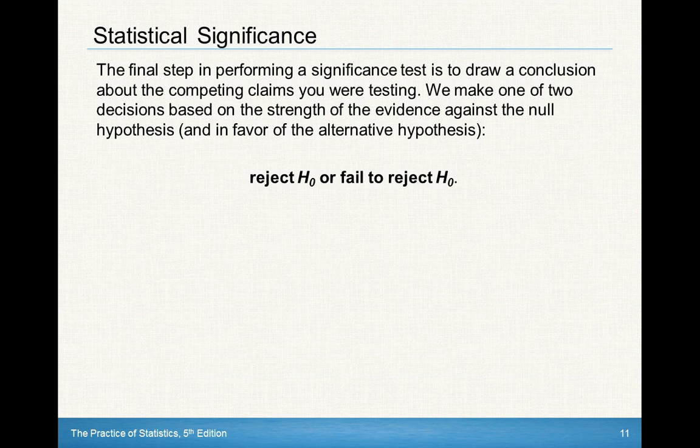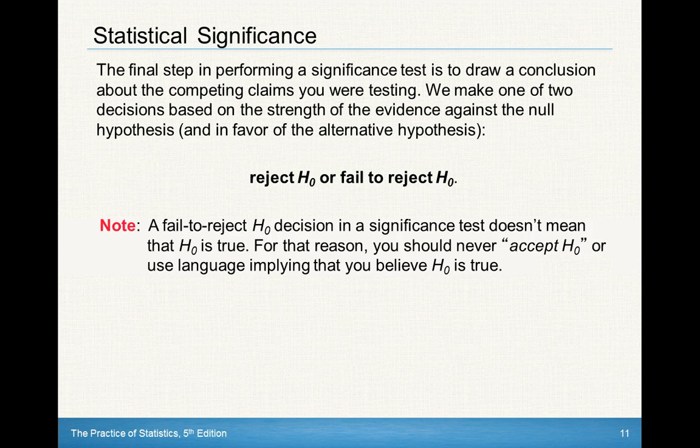The final step in performing a significance test is to draw a conclusion about the competing claims you are testing. We make one of two decisions based on the strength of the evidence against the null hypothesis and in favor of the alternative hypothesis. We'll either reject H0 or we'll fail to reject H0. Note, when I fail to reject H0 in a significance test, that doesn't actually mean H0 is true. For that reason, you should never accept H0 or use language implying you believe that H0 is true.